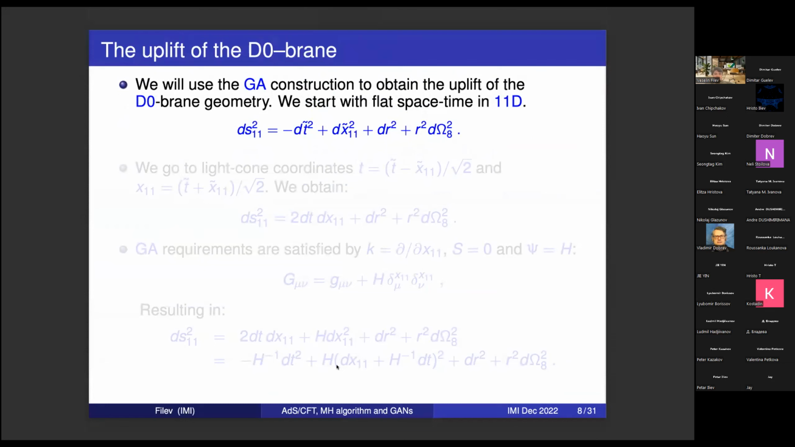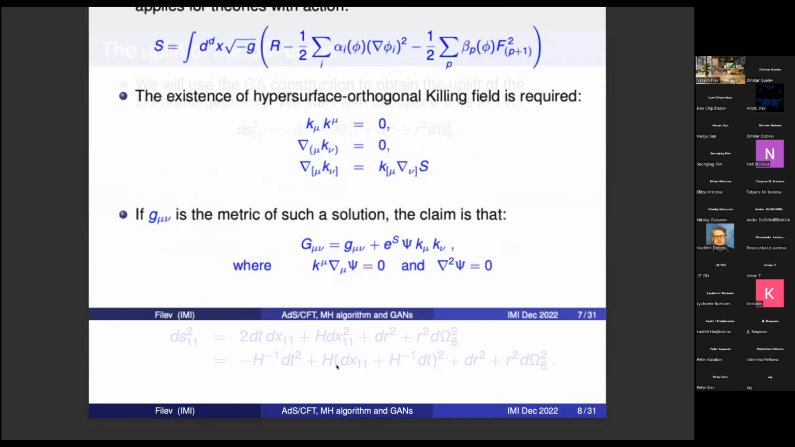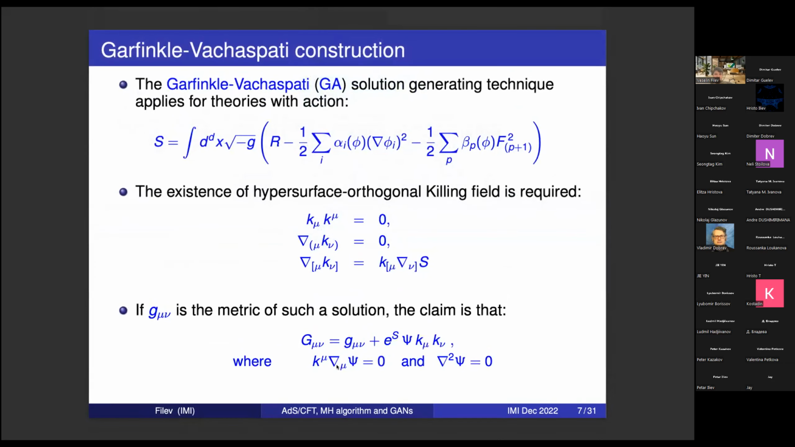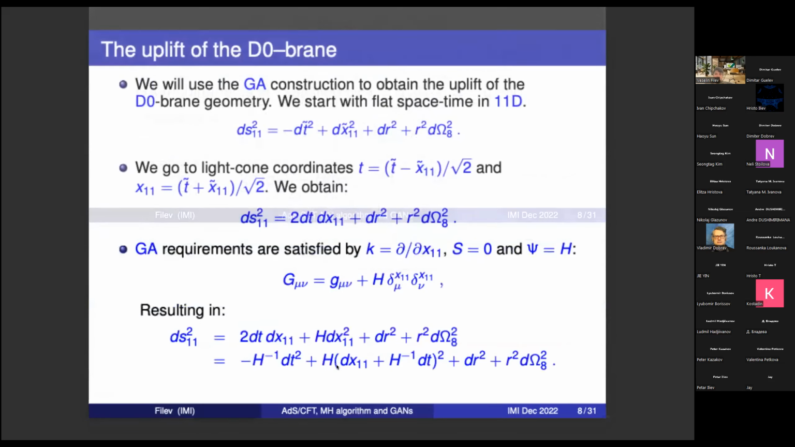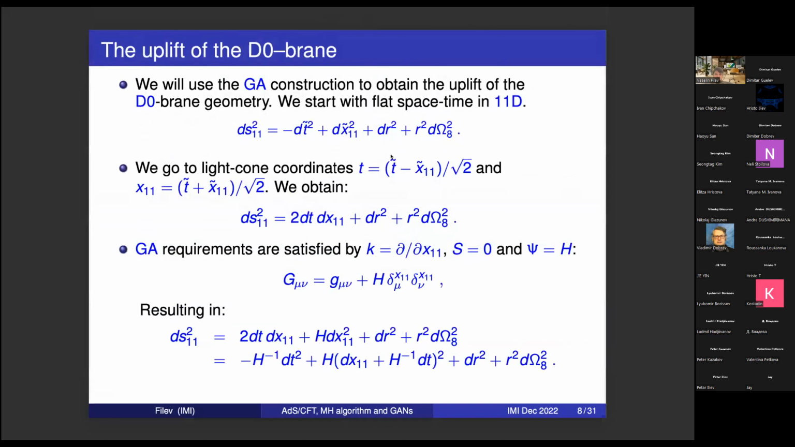Well, we start with the flat space in 11-dimensional gravity, and we're going to see that this will produce the Garfinkel-Vachaspati construction, which will generate for us the uplift of the D0 brane geometry. So you go to light coordinates. This is just flat space.